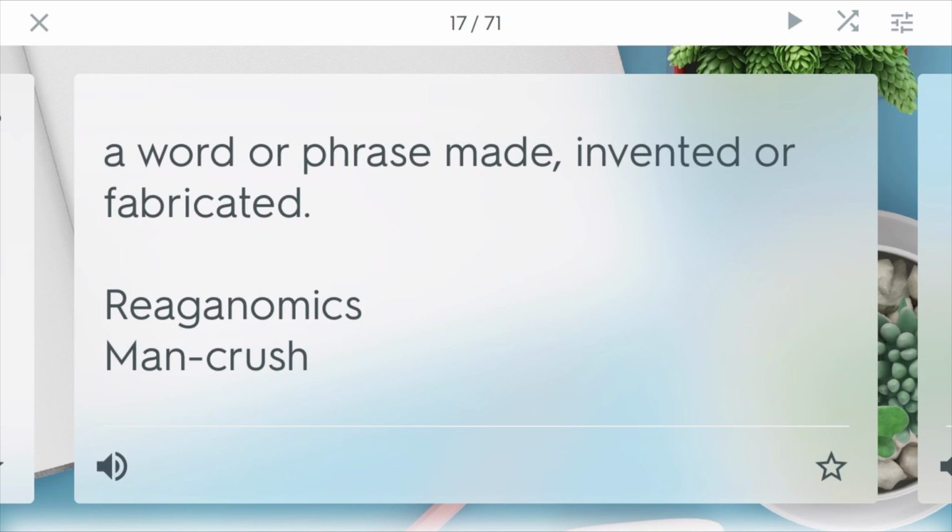Coinage is a word or phrase that is made up. It's invented or fabricated. So Reaganomics was a term that was used to describe the trickle-down economics practiced by Ronald Reagan, and man crush is a word that's used to describe a guy you think is bae.